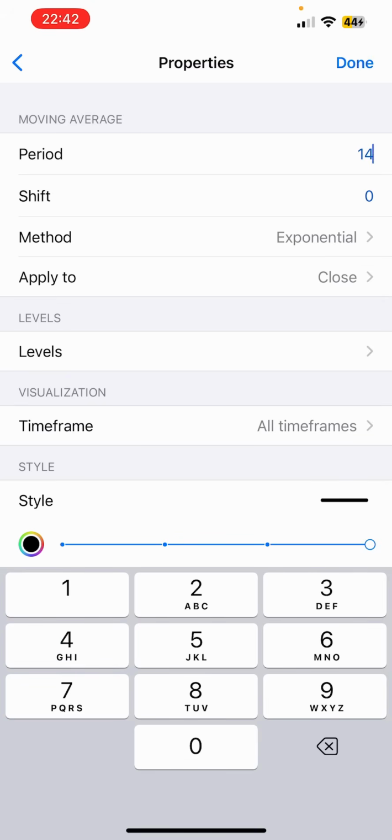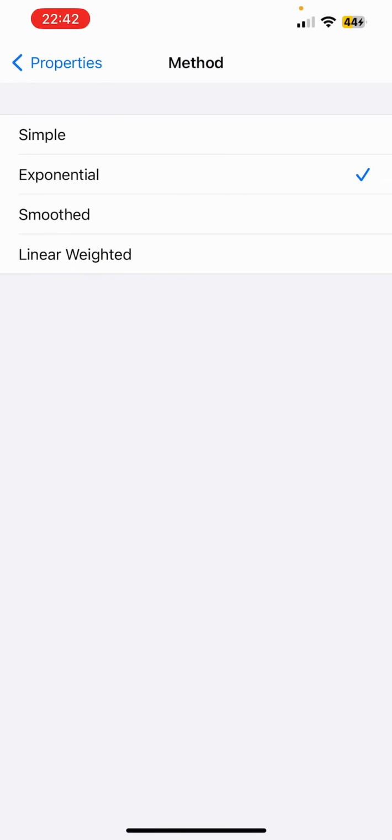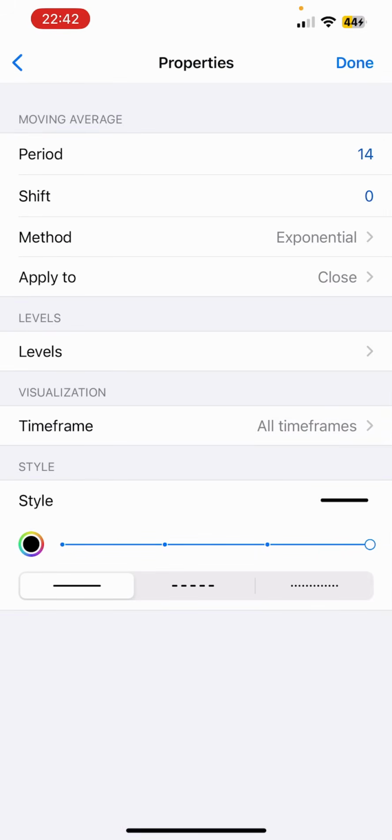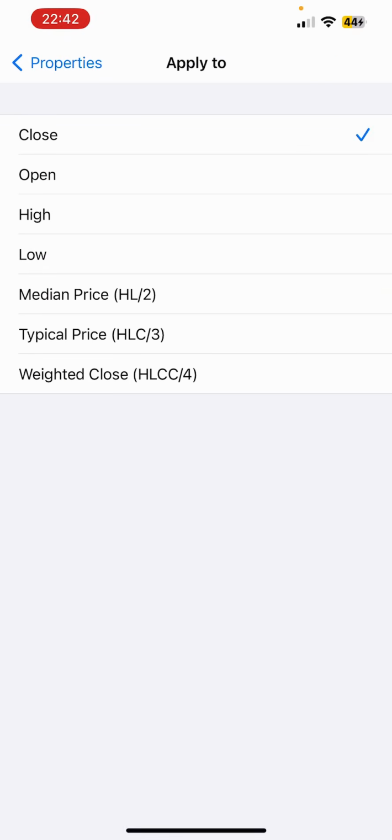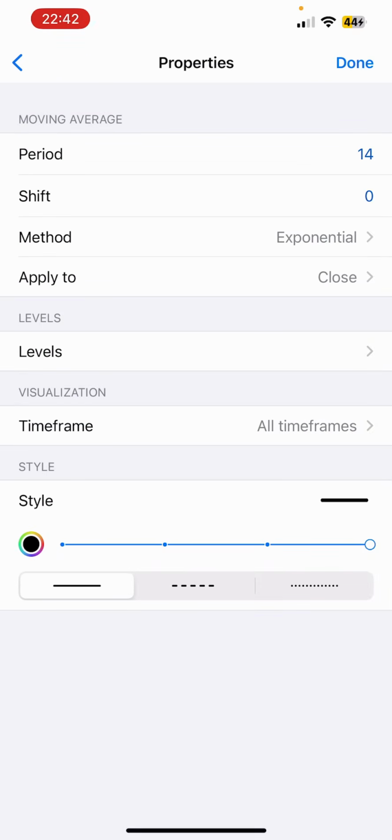The period is going to be 14. The shift is going to be 0. The method is going to be exponential. So if yours is not exponential, if you see simple, smoothed, or linear weighted, just select exponential. Then you have apply to. This apply to is supposed to be close. If it's on open, high, or anything, just select close.